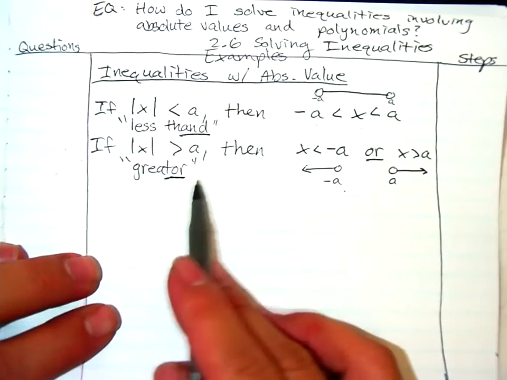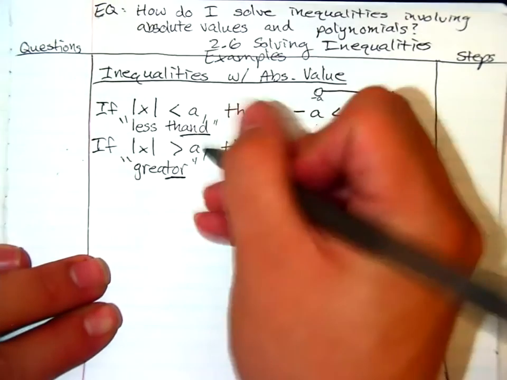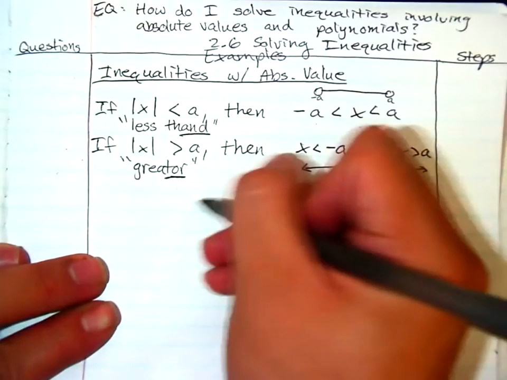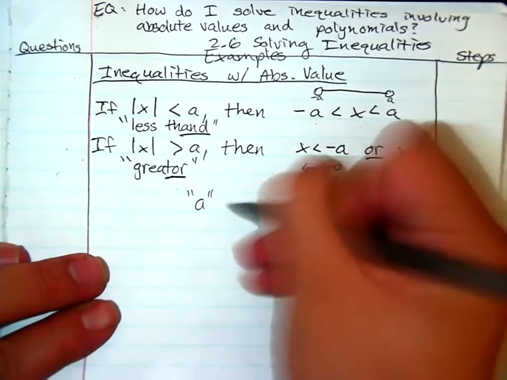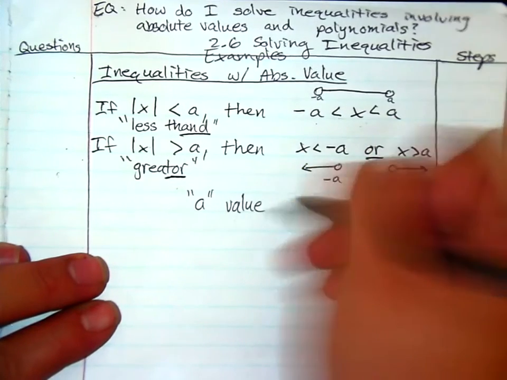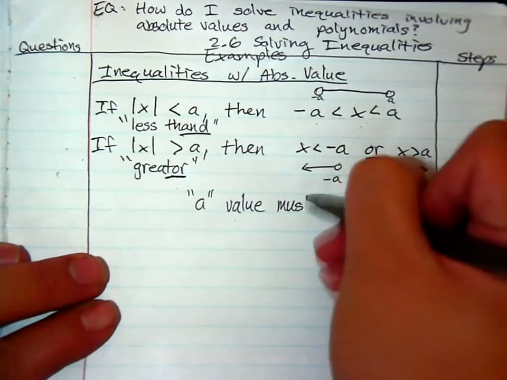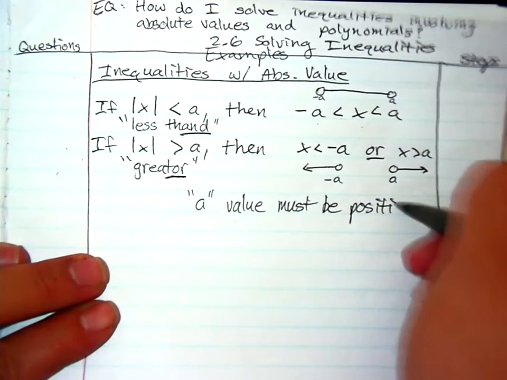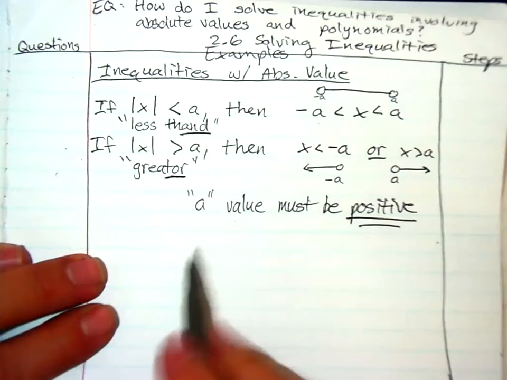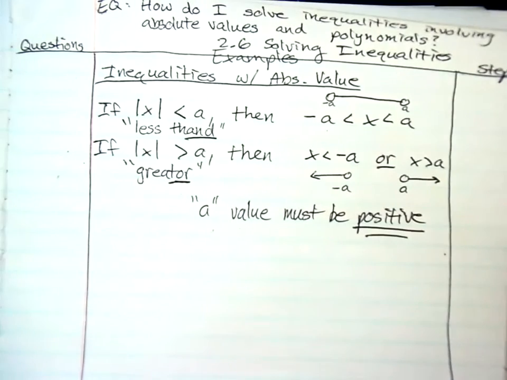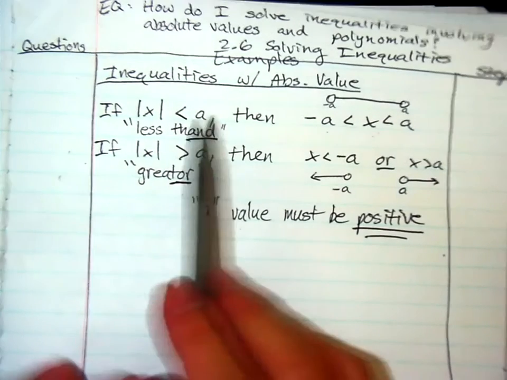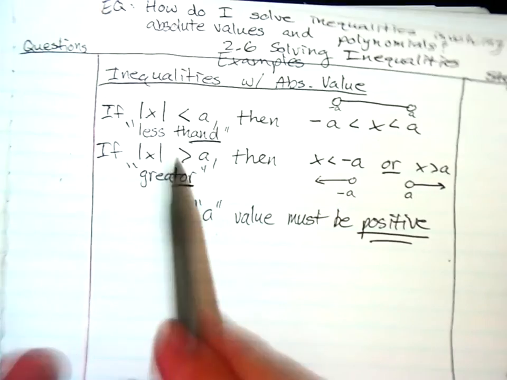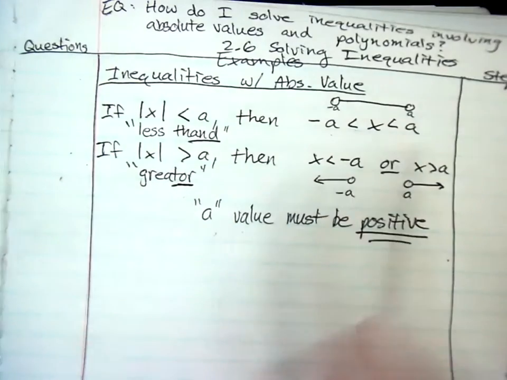The only thing I must make sure that you realize is that the a value must be positive. Must be positive. Okay? So if it's not positive, it's basically going to work backwards, and you want to make sure that you don't have it that way. So as long as this a value is positive, then you'll be solving it using these special strategies.